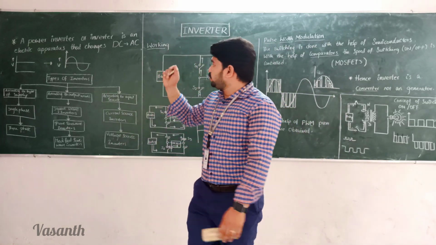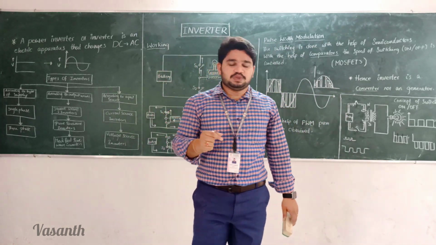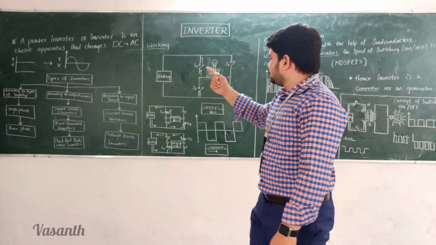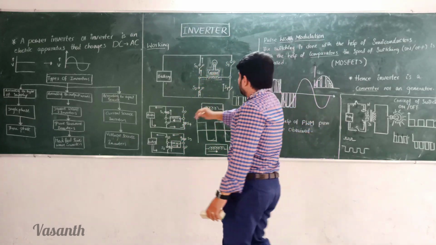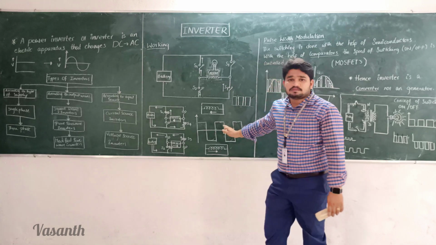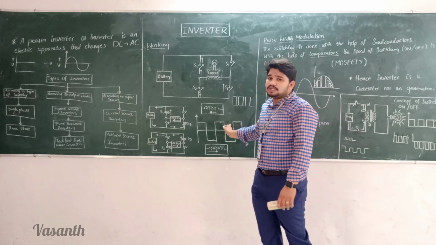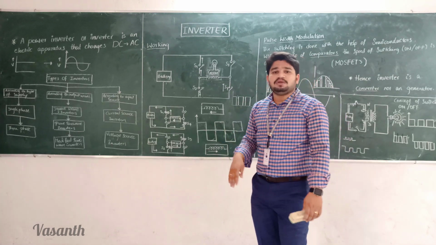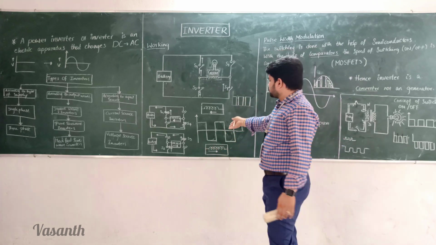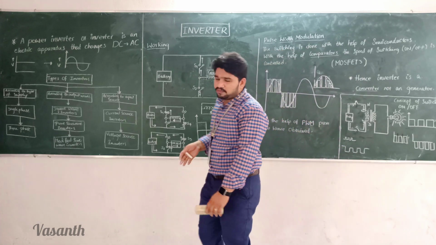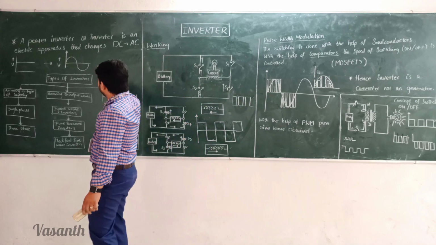An inverter is an electronic component or a device which converts DC to AC, so that we can get a square wave. The square wave is modified with the help of pulse width modulation, with the help of the comparators. So the square wave is converted into the sine wave. This is nothing but the AC voltage.